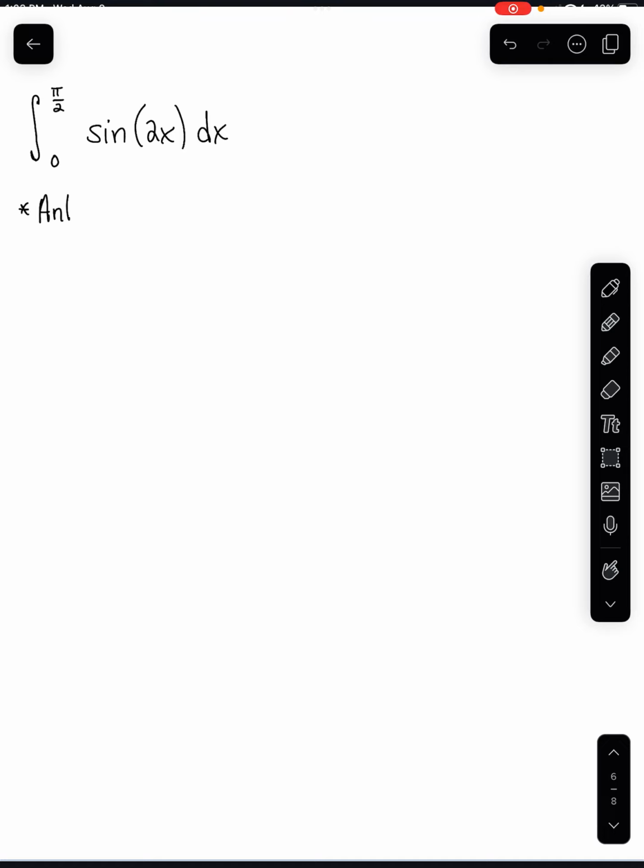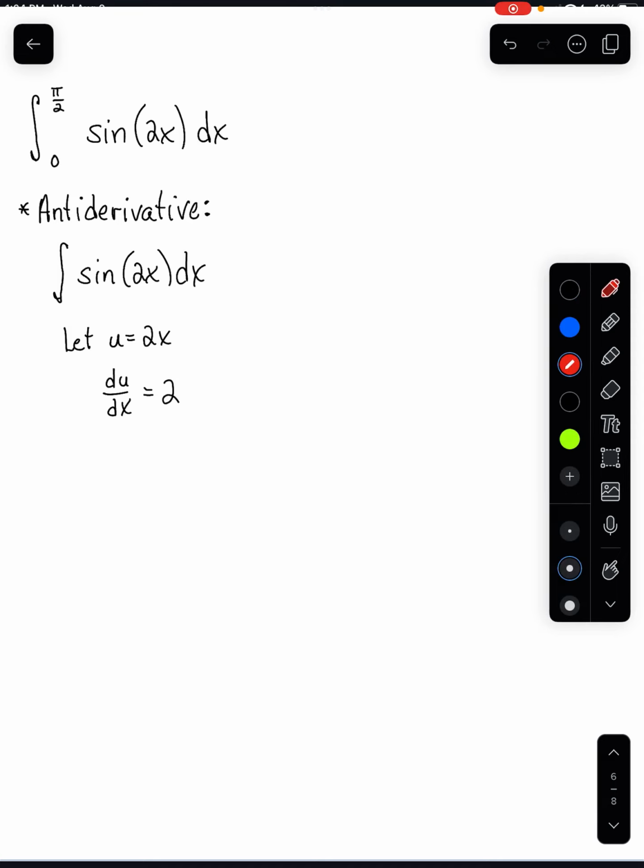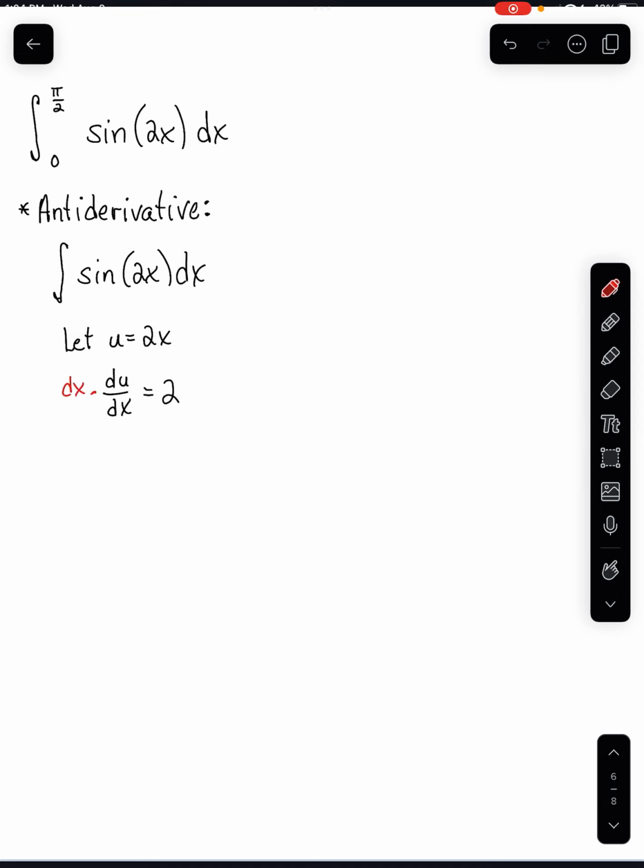Well, if we want to evaluate a definite integral, the first thing we need is the antiderivative. So really, we're just going to remove the limits of integration so that we can focus on the antiderivative, and now we can say, hey, look, we've got a composition here. Let's try it out. Let u equal 2x, so that du dx is equal to 2. Our customary multiply on both sides by dx.